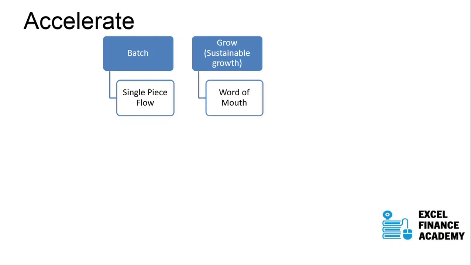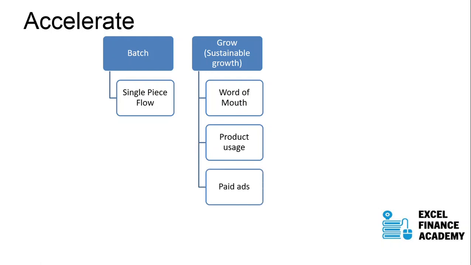So the growth can come from different ways. Sustainable growth by word of mouth. It can come from the product usage. The more the products are being used, the higher the growth is. You can do paid ads, but that's one-time growth, and then repeat purchases. So that's the model of what we call sustainable growth.